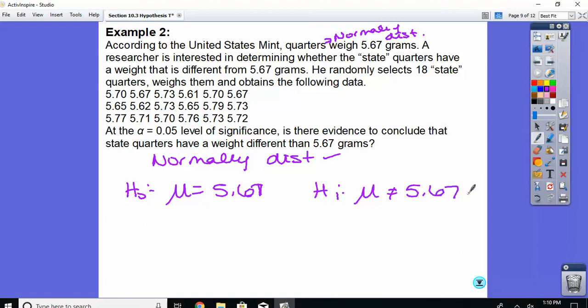So then on your calculator, your mu is 5.67. Your list, make sure that says L1. If it does not, I can change it for you. And what's the frequency supposed to be? Frequency should be 1. Choose the not equal to, calculate.